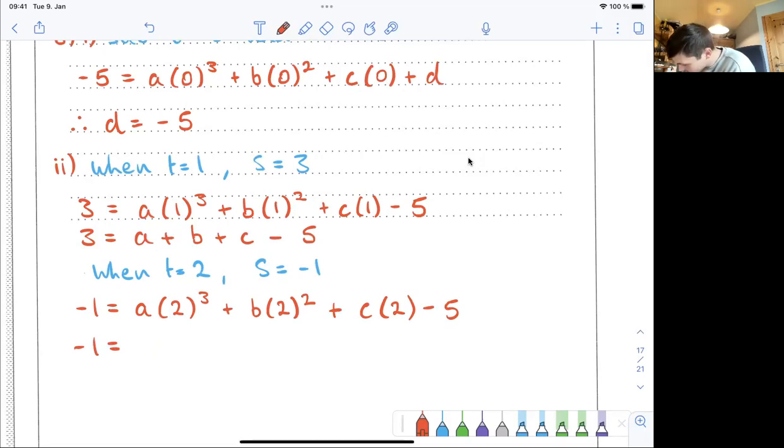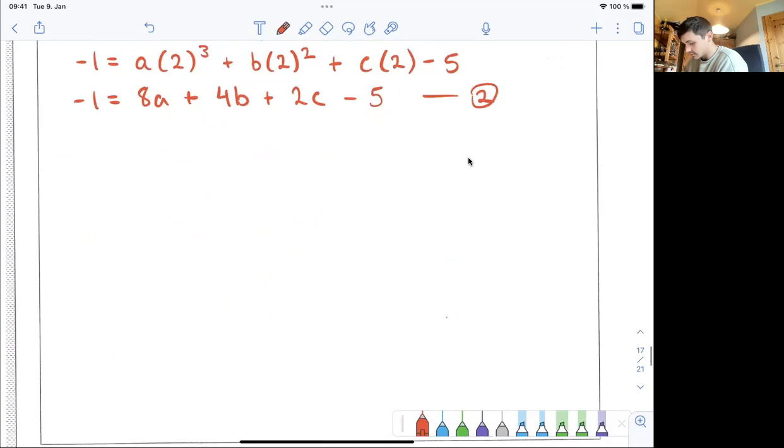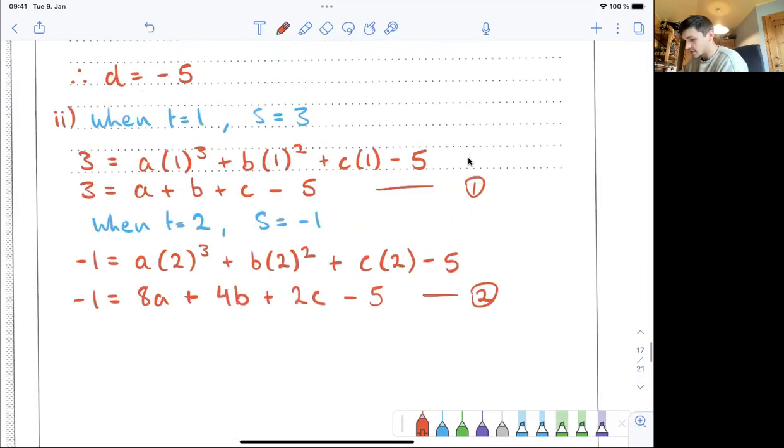Let me clean that up. That's not very good. And then moving on, we're going to get b multiplied by 2 squared, which is going to be 4b. And then lastly, we're going to get 2c -5. All right, so there is our second one. So let's just label these. This is our first equation. This is our second equation. Am I going to run out of room? Most likely. We can add a new page there.